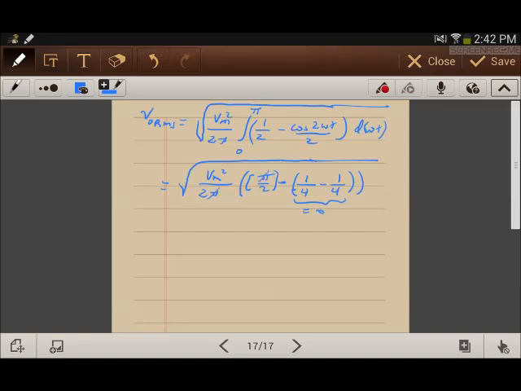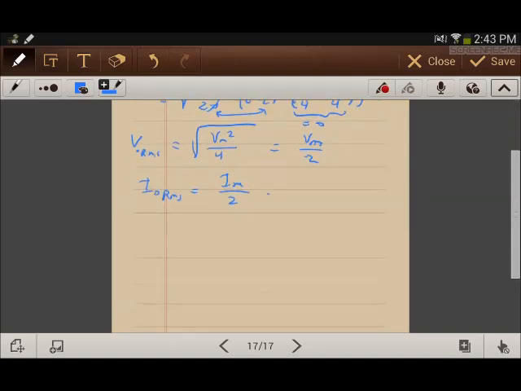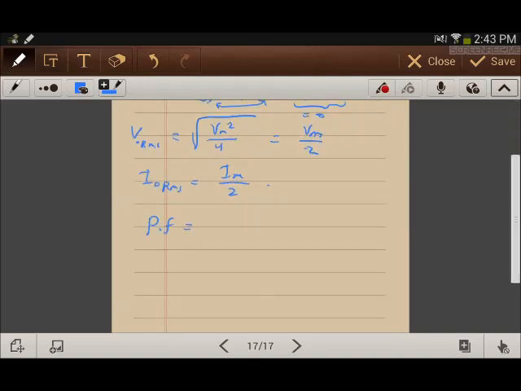This pi goes with this pi. We have left V maximum square over 4. Multiply this 2 by this 2. So we get V maximum over 2. So this is the output RMS voltage of the half-wave rectifier. Also the output RMS current of the half-wave rectifier will be I maximum over 2. So if I want to find the power factor, it will be V maximum over 2 multiplied by I maximum over 2.